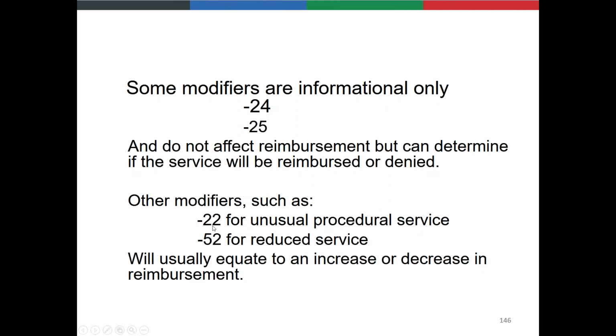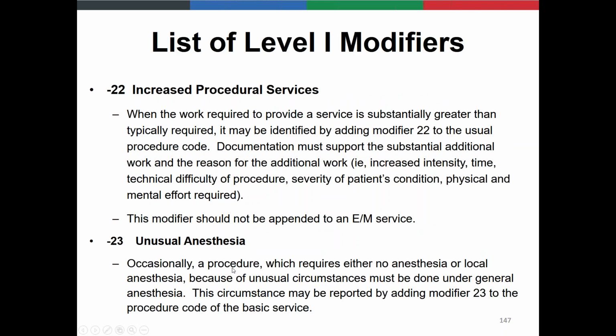Other modifiers, such as 22 for an unusual procedural service or 52 for reduced service, we talked about that. If the time is reduced, it will usually equate to a decrease in reimbursement, okay? So these are just a few of the descriptors of the modifier. And you'll notice that a modifier will say -22, -23. What that means is that as a coder, the modifier always goes on the end of the CPT code. All right, so you'll have a 99212-25, okay? So increased procedural service, and it gives you a description of it, and if that service meets the criteria of this modifier, then you can use it.